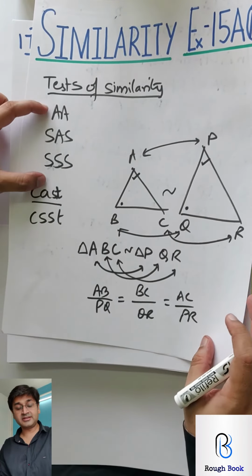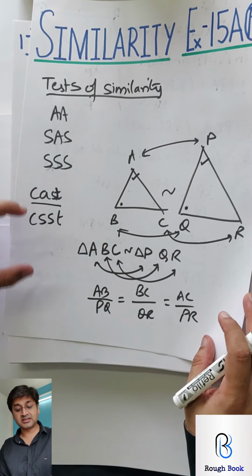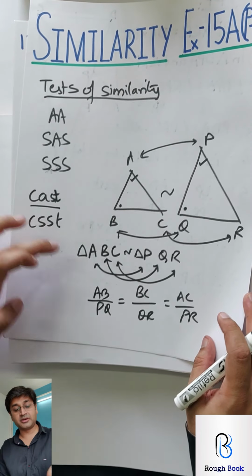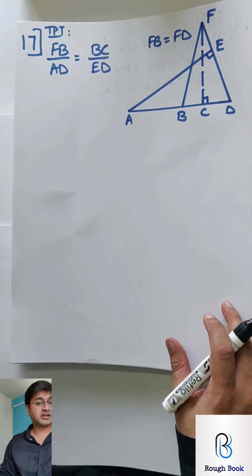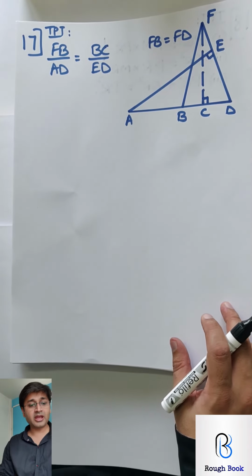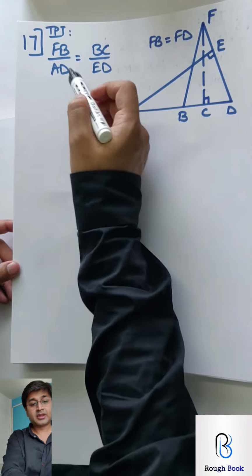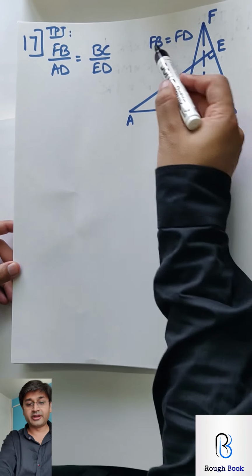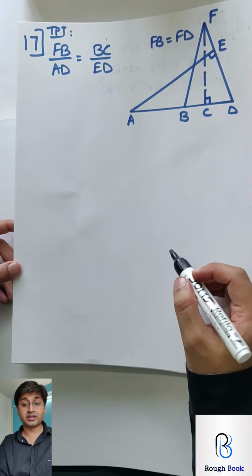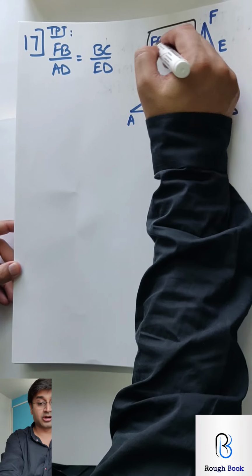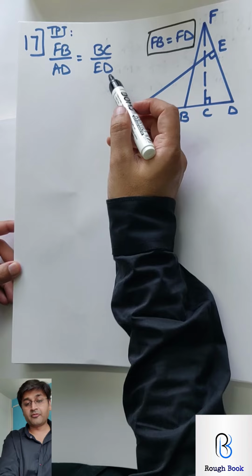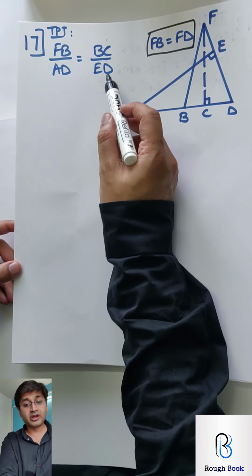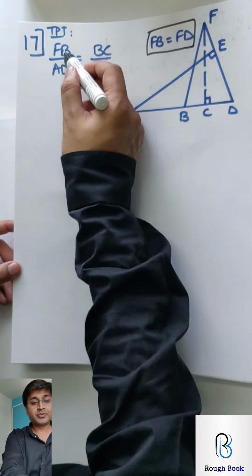Remember 3 tests: CAST, CSST, 1-to-1 correspondence. If you remember these 3 things, this exercise is going to be very simple for you. So let's take up the next one. FB upon AD equals BC upon ED is what you have to prove, and FB is equal to FD is what they have given. So given is your main trump. You should always focus on given. Start from what you have to find or prove and then connect with what you have.